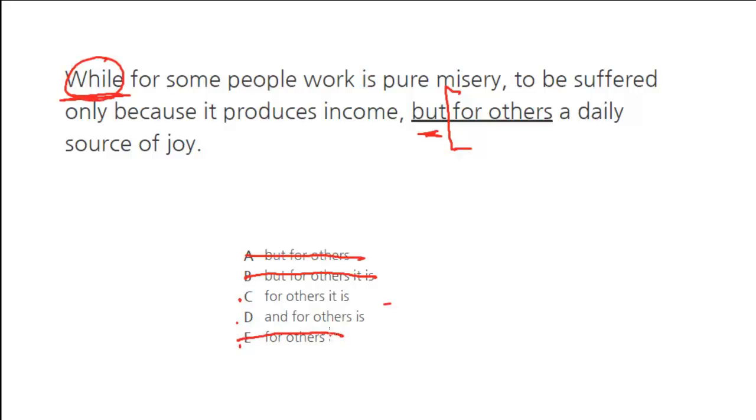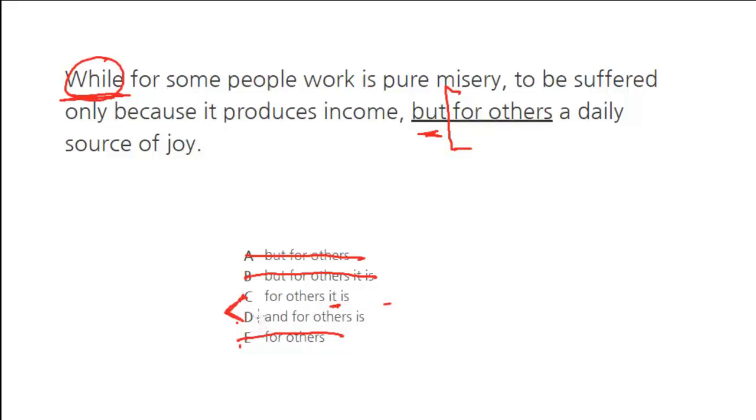How can we check? Look what it says, right? "Others, a daily source of joy." There's no verb, right? So it has to be C or D. So let's look at C or D. Remember, the SAT always gives you two choices that you have to really think through. Okay? So, "While for some people, work is misery, for others, it is a daily source of joy." It, meaning what? Work is a source of joy.